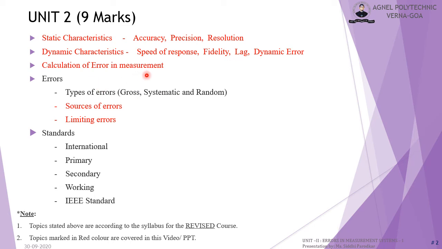Then we will learn about various types of errors such as gross errors or human errors, then systematic errors and random errors. We will study about various sources of errors and what are limiting errors. Finally, we will learn about various standards such as international standards, primary standards, secondary standards, working standards and IEEE standards. All these standards are used in measurement systems.